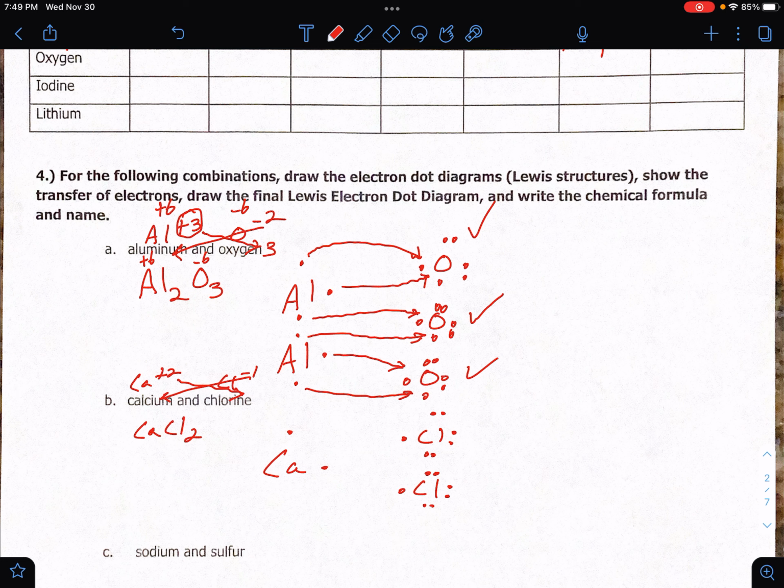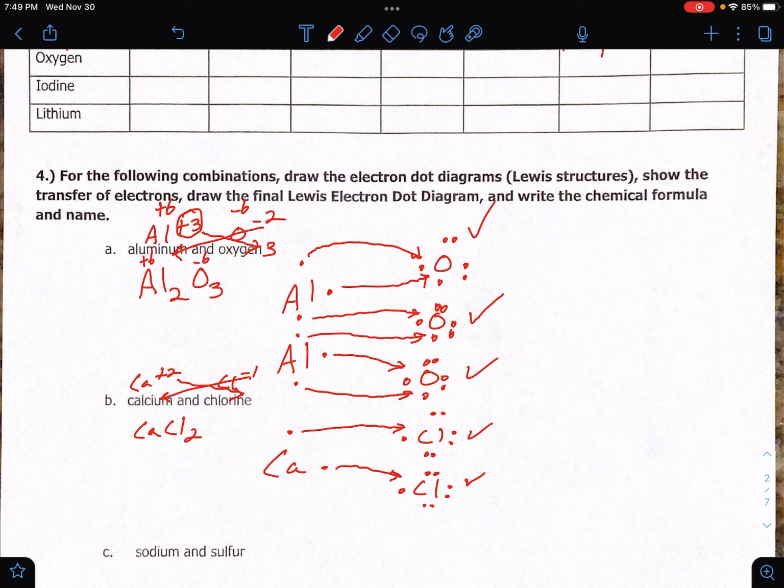So since calcium has 2 to give, 1 chlorine wouldn't do me any good. This chlorine would be happy, but if you only had 1 chlorine there to balance it out, it wouldn't work because now calcium has this 1 that it's not using and wants to get rid of. So in order to get rid of it, it needs another chlorine to come pick it up. So calcium is going to give up its 2 electrons, and it's going to give 1 to this chlorine up here, and then the next one to this chlorine here. So now everyone's happy.